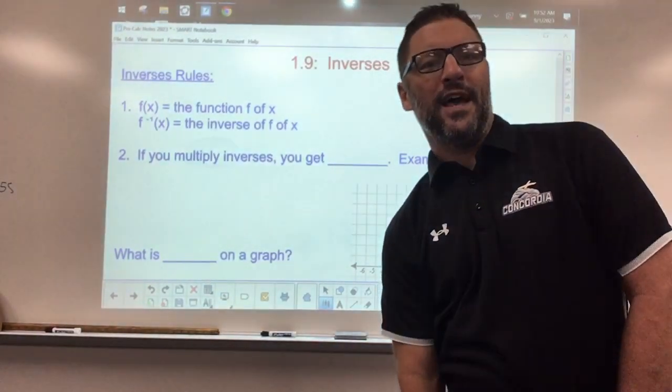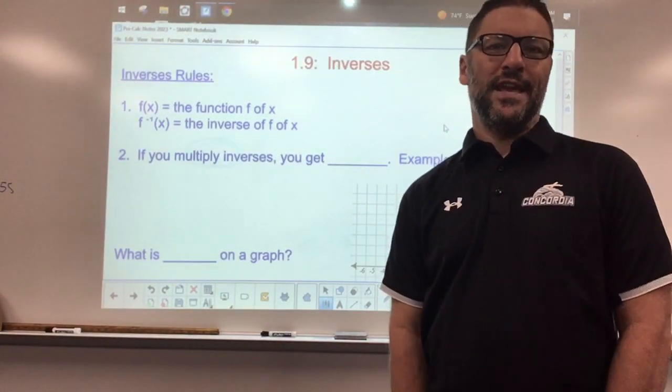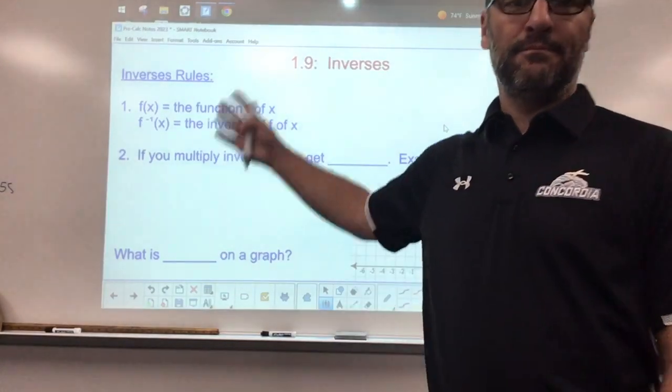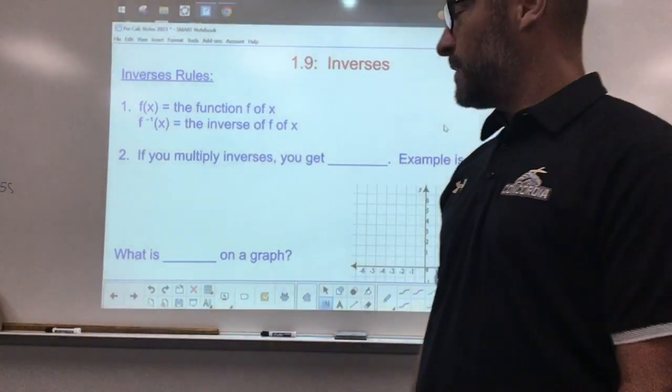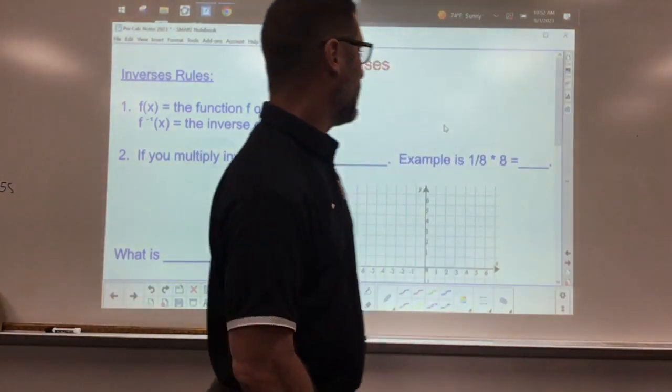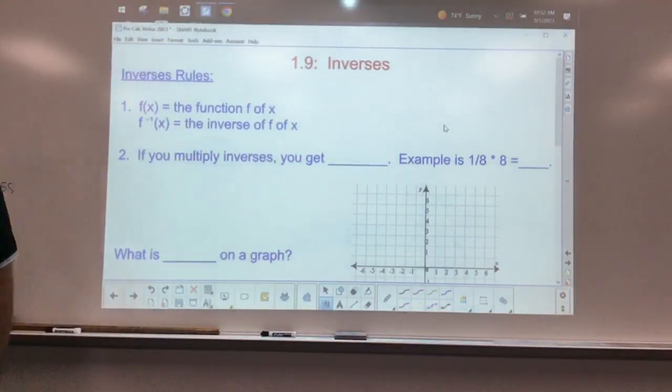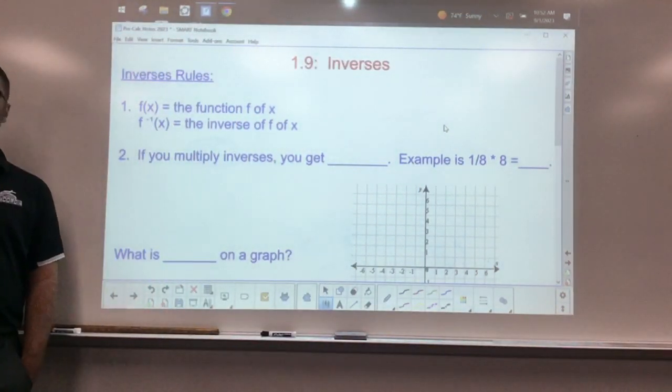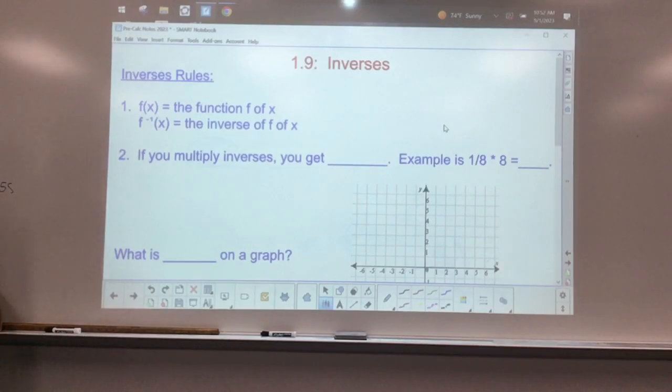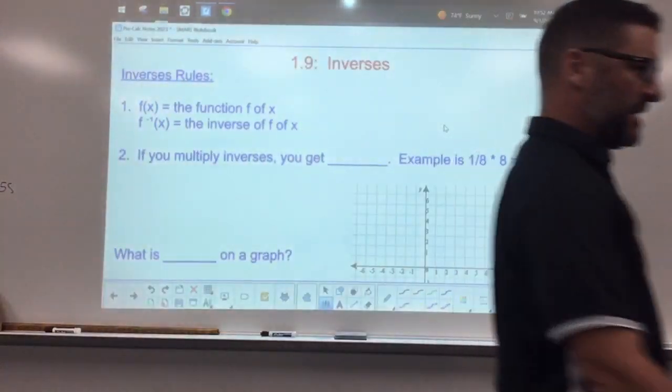Okay, this is the Pre Calc 1.9 lesson over inverses. Take out your note sheet, we'll follow along with this and do the notes that you need. So you've dealt with inverses before. The first thing that you need to think about is what the notation for an inverse is.